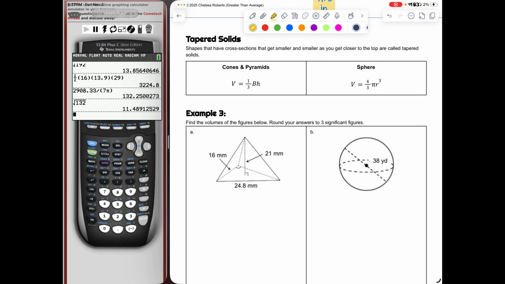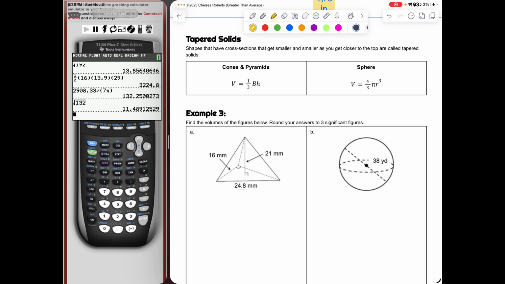So now let's look at tapered solids. Shapes that have cross sections that get smaller and smaller as you get closer to the top are called tapered solids. An example of a tapered solid is a cone and a pyramid. When we look at the volume of a cone or a pyramid, our volume is going to be equal to 1/3 times the area of the base times the height.